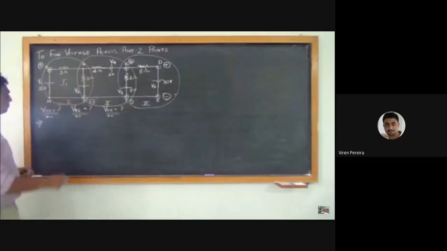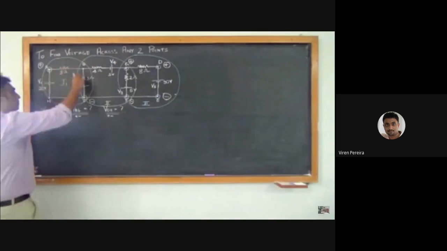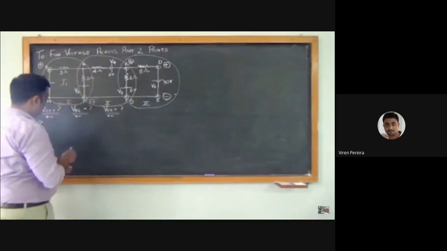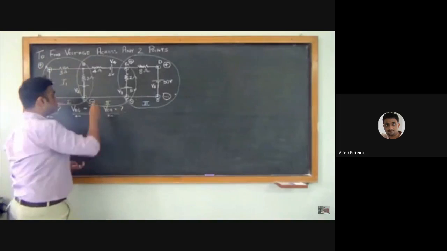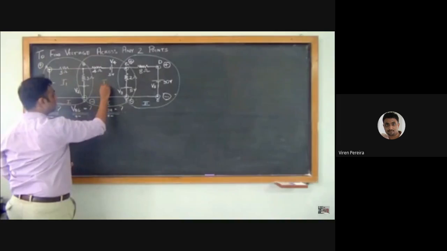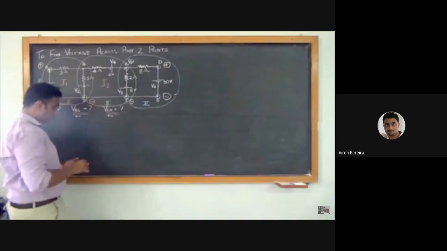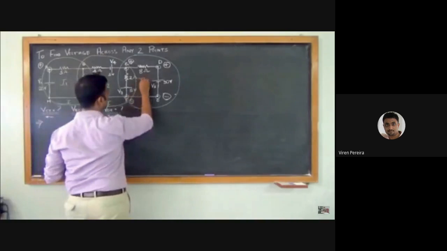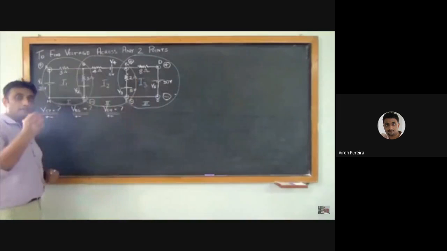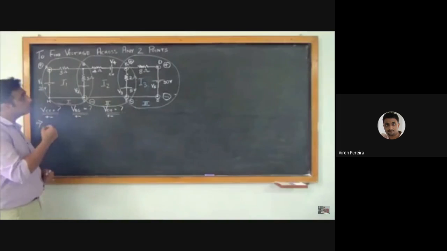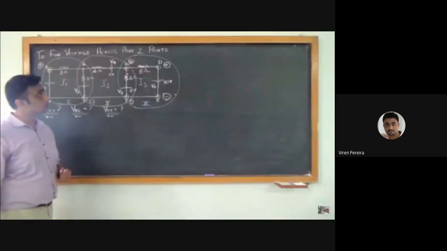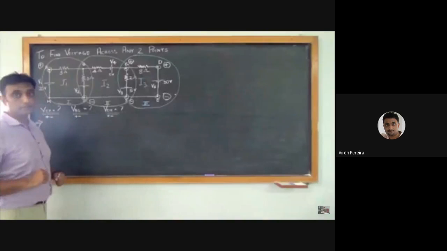So, if this is loop 1, the current flowing in this loop will be I1. If this is loop 2, the current flowing in this loop is I2. And if this is loop 3, the current flowing in this loop is I3. So if we are going to use the shortcut technique that I taught you earlier in Maxwell's loop current method, there are 3 things we have to do.